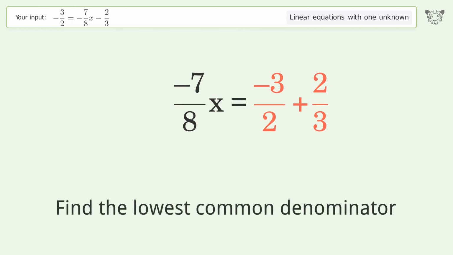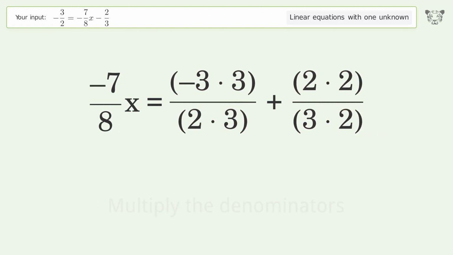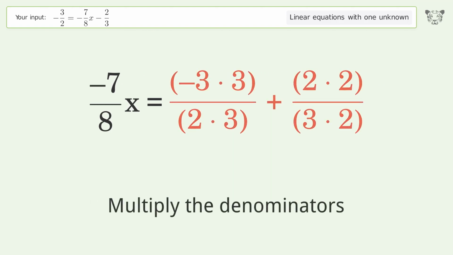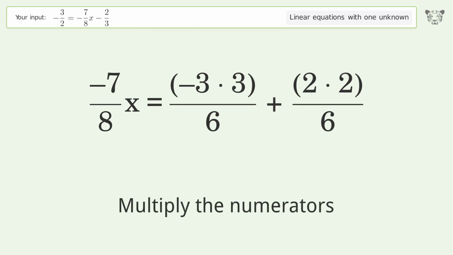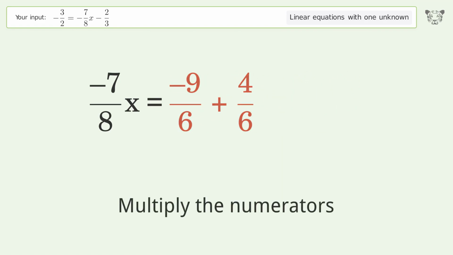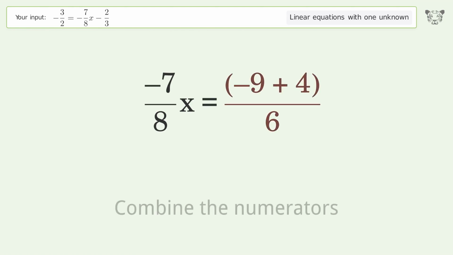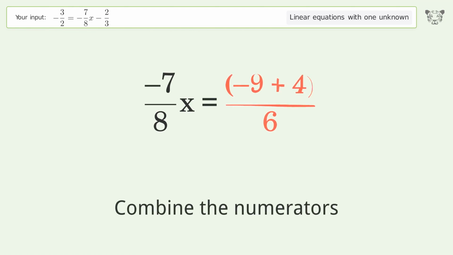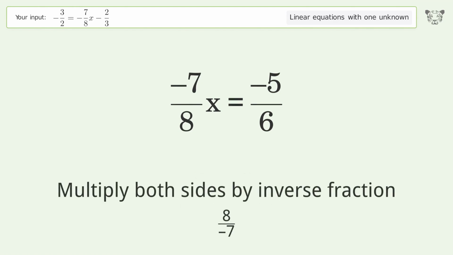Find the lowest common denominator. Multiply the denominators. Multiply the numerators. Combine the fractions. Combine the numerators. Isolate the x. Multiply both sides by inverse fraction 8 over -7.